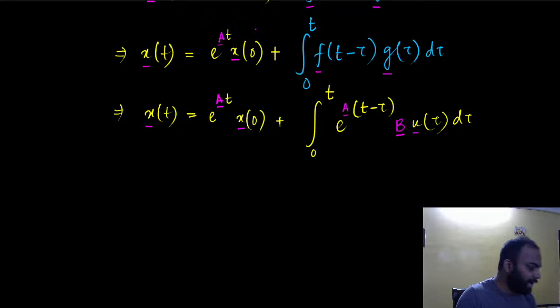We are going to bring phi into the story shortly. Someone is talking about the state transition matrix and the resolvent matrix. We are going to talk about that shortly.